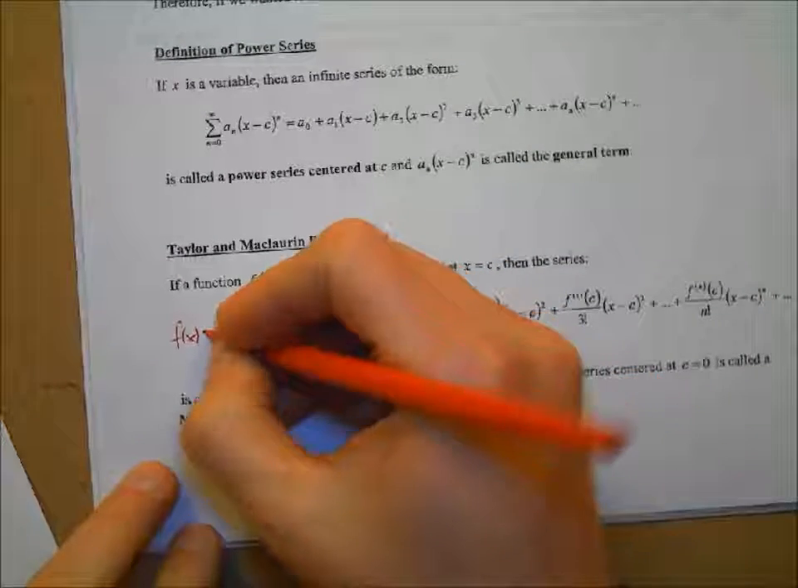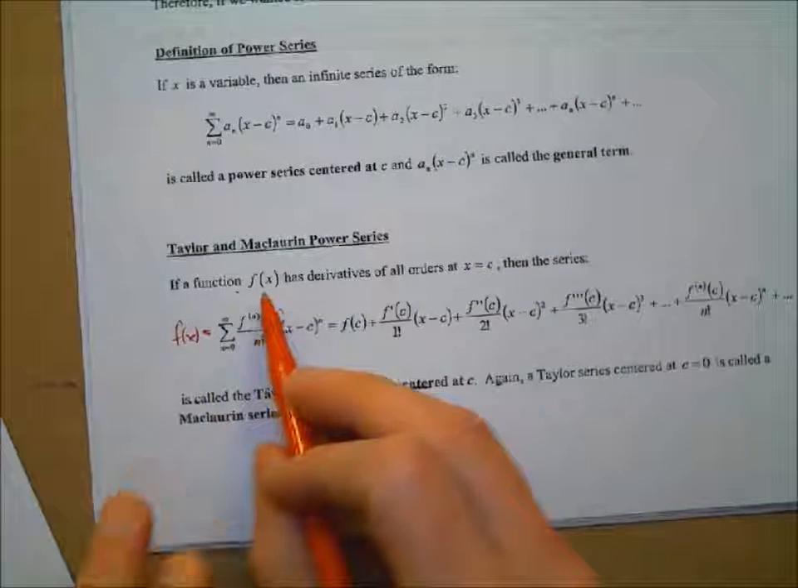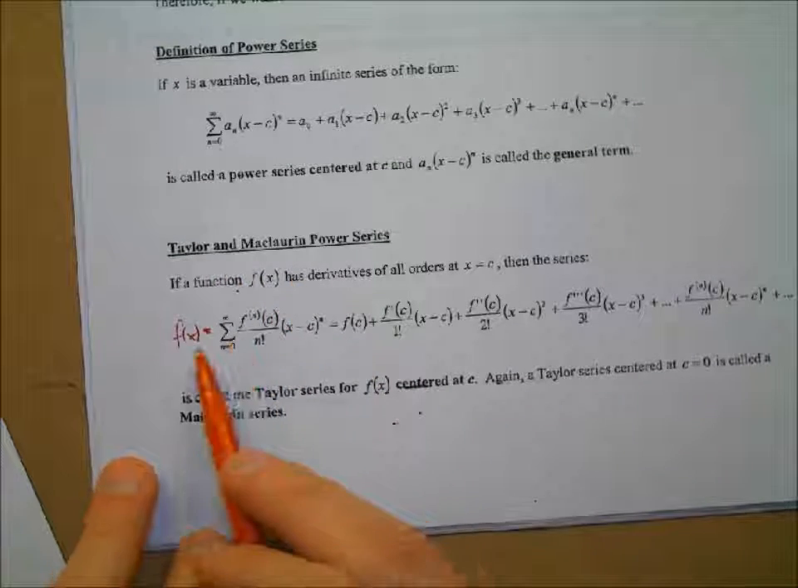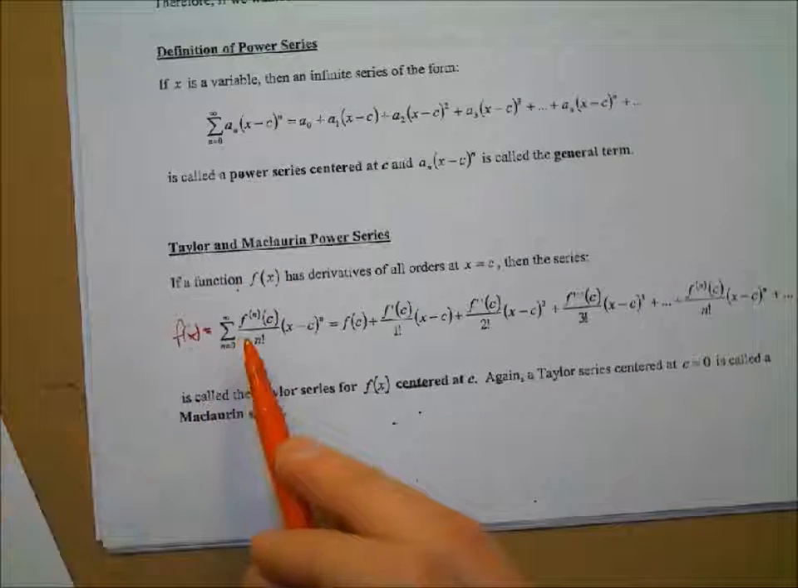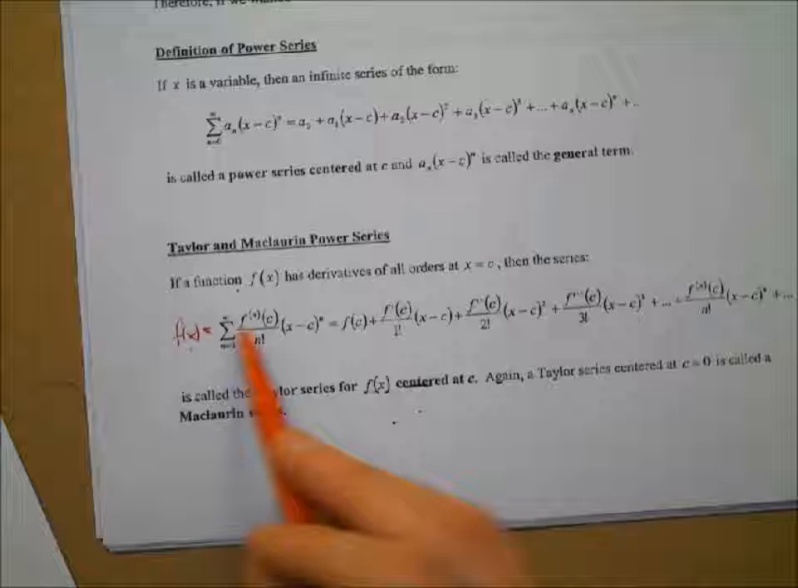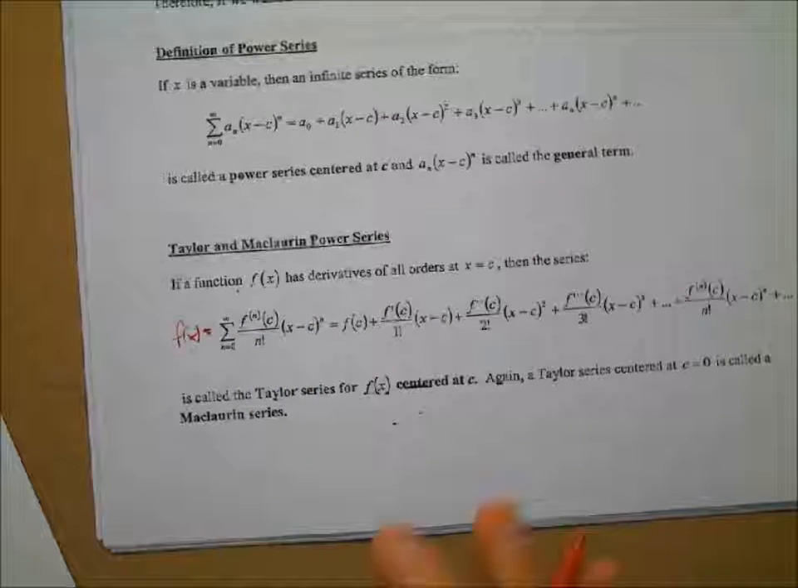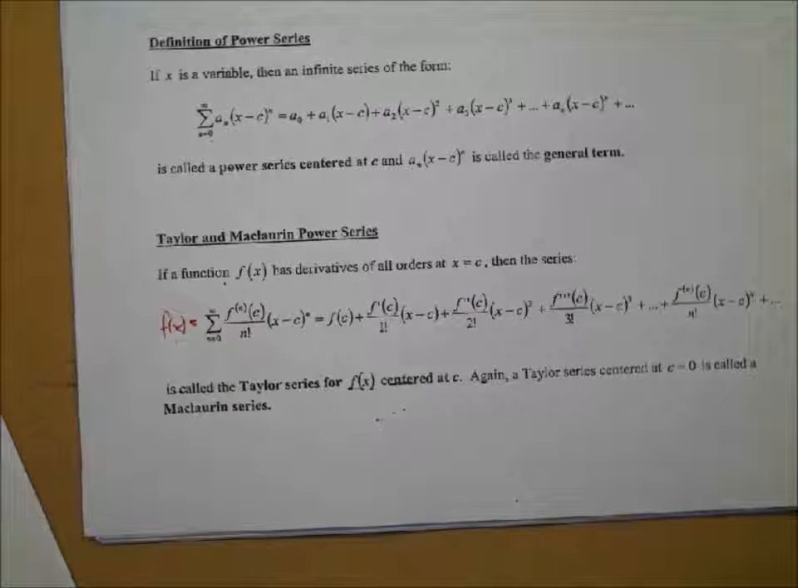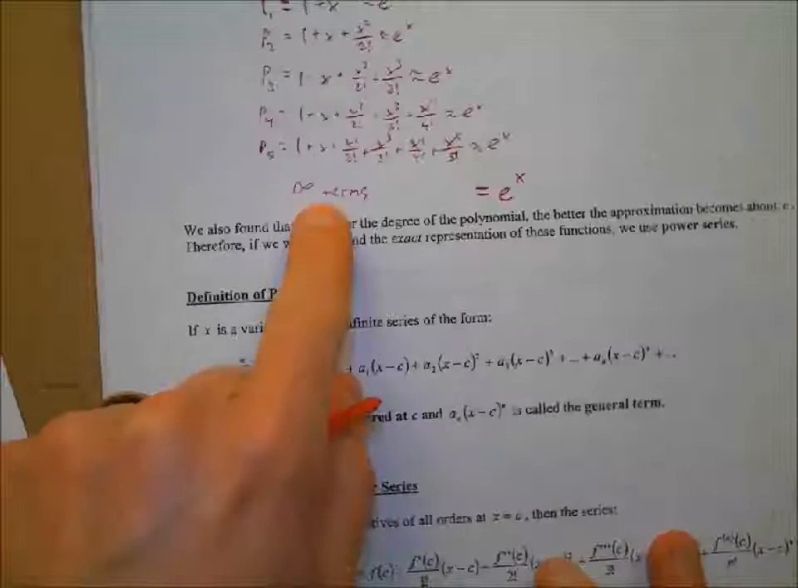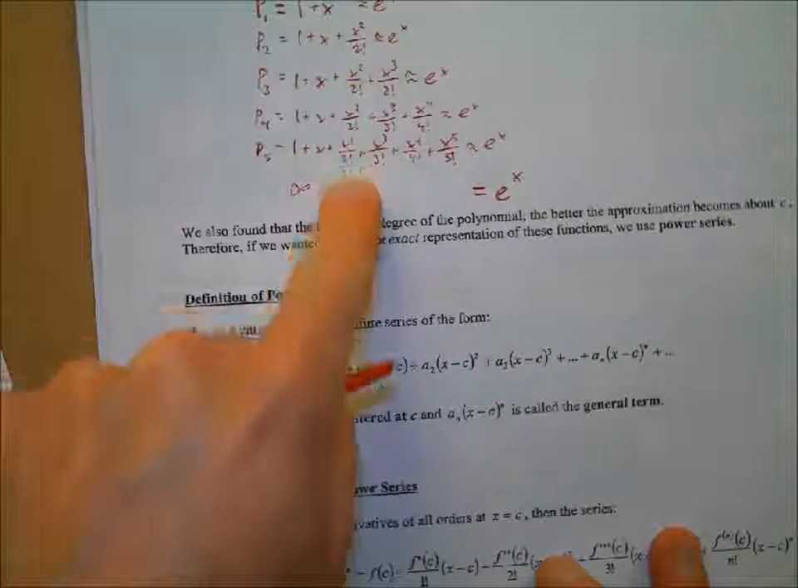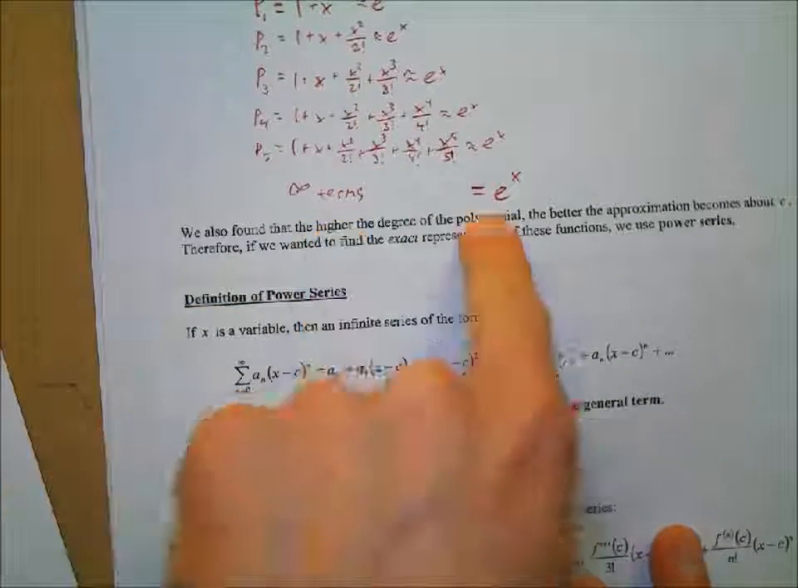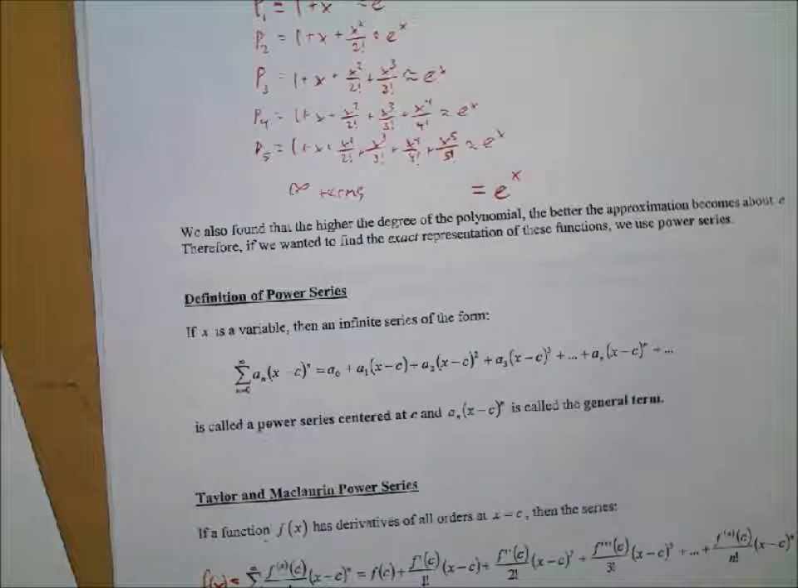F of x, the function we're trying to approximate using the Taylor and Maclaurin power series, will be precisely the infinite sum of its Taylor series. Just like we were saying here, if we kept going with this sum for an infinite number of terms, then e to the x would be precisely that series.